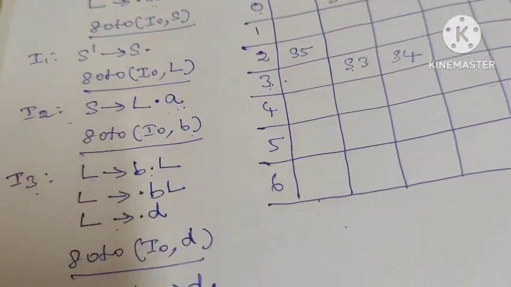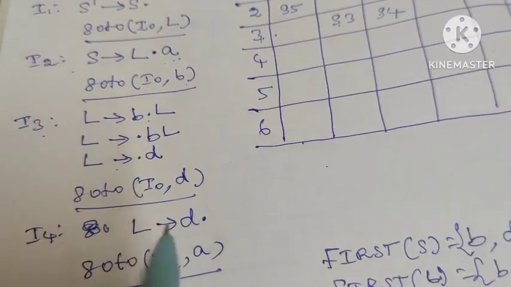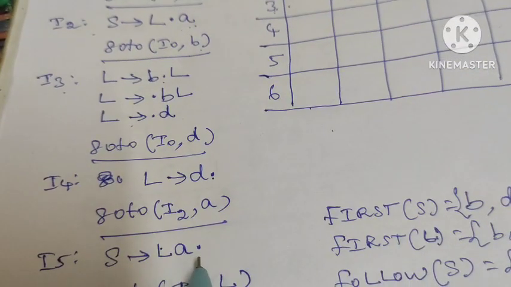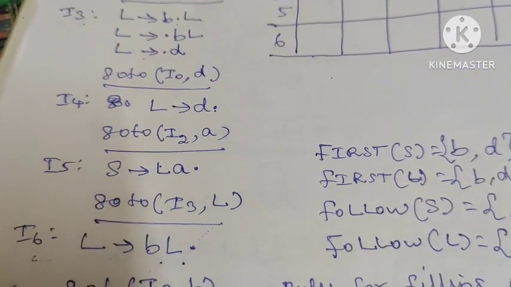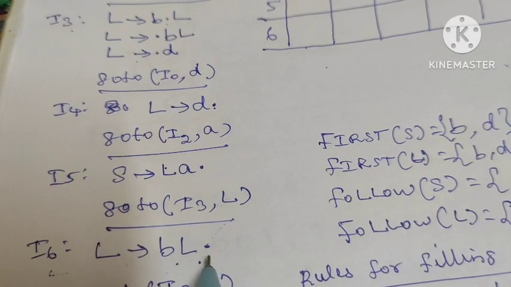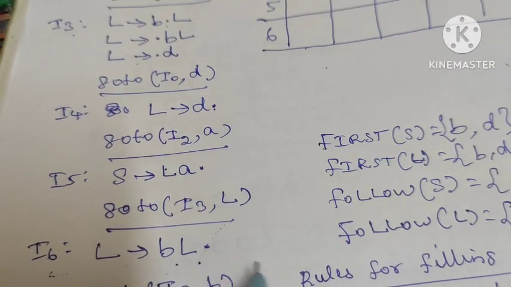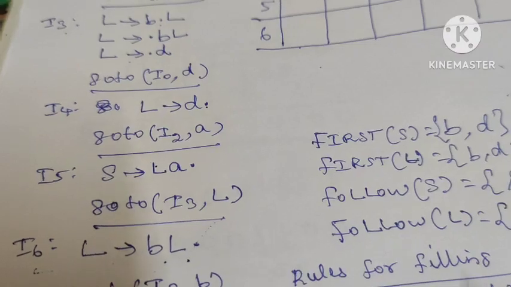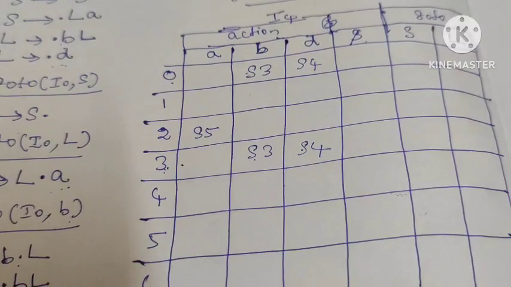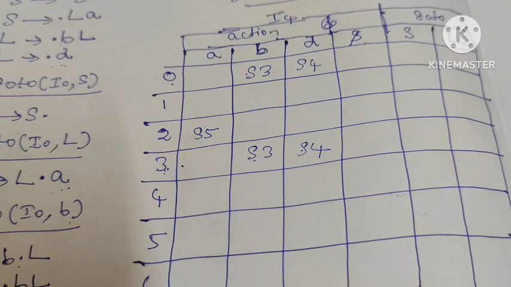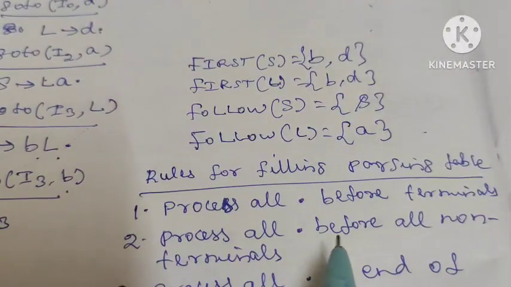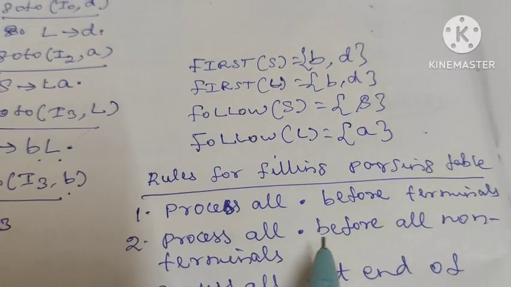Now we will go for item set 4. In item set 4, there is not a dot before a terminal, and in item set 5 not a dot before a terminal, and item set 6 also we don't have a dot before a terminal. Okay, so since rule number 1 has been satisfied, we have processed all dots before terminals. Now we will check a dot before non-terminals. Rule number 2 says process all dots before all non-terminals in all item sets.